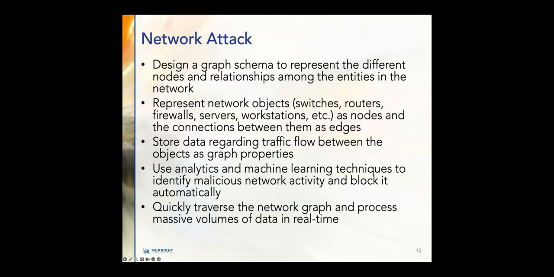Using a graph database to support a network attack prevention use case would involve designing a graph schema to represent the different nodes and relationships amongst the entities in the network. And we're talking about switches, routers, et cetera, store the data regarding the traffic flow, use analytics and machine learning techniques to identify malicious activity, and so on. So again, you can map your network into a graph, and then you can map the activity on that network into the graph, and that can help you identify what's the good, what's the bad activity here, and most importantly, what activity do we want to allow and/or do something else about as we see it.